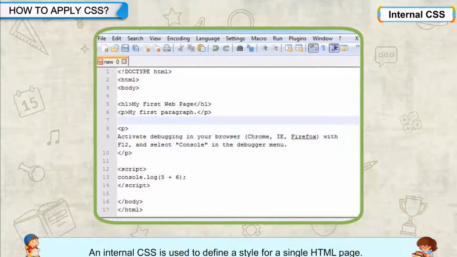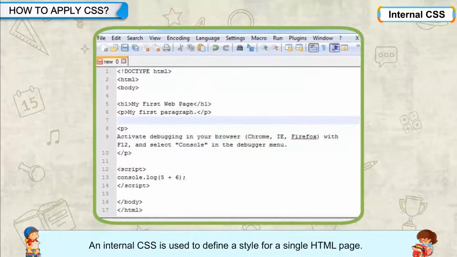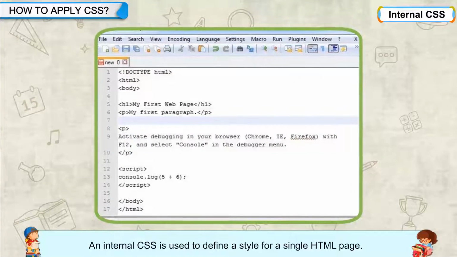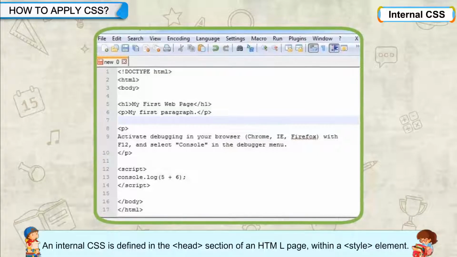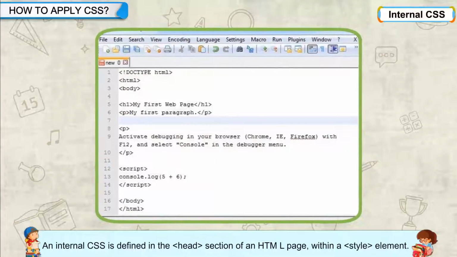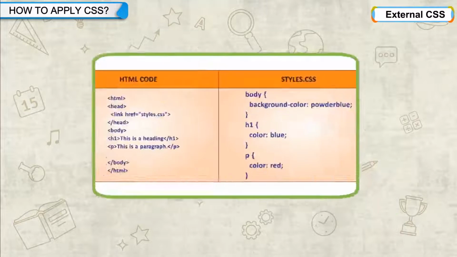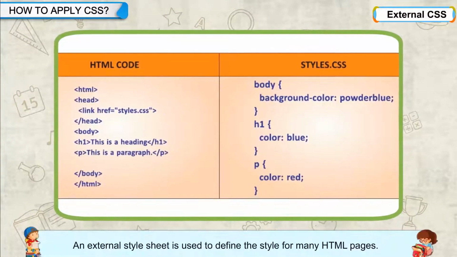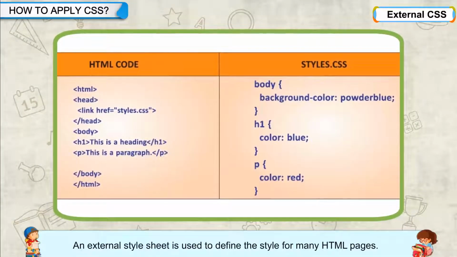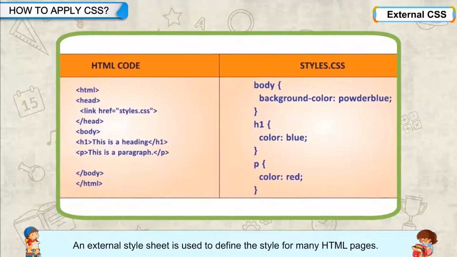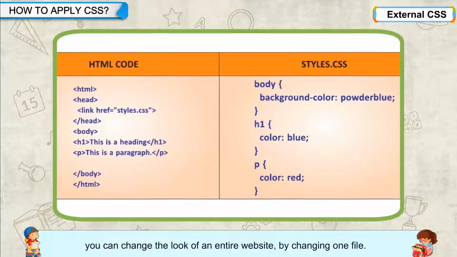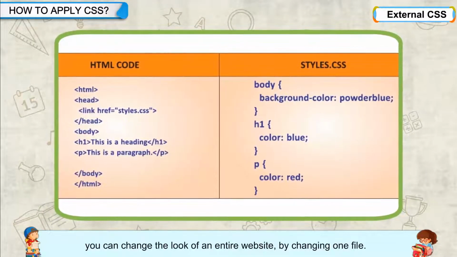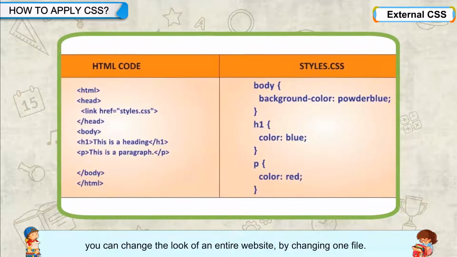Internal CSS. An internal CSS is used to define a style for a single HTML page. An internal CSS is defined in the head section of an HTML page within a style element. External CSS. An external style sheet is used to define the style for many HTML pages.